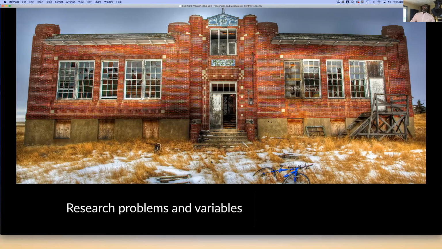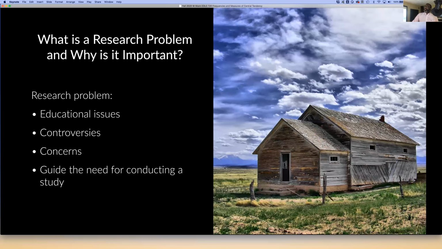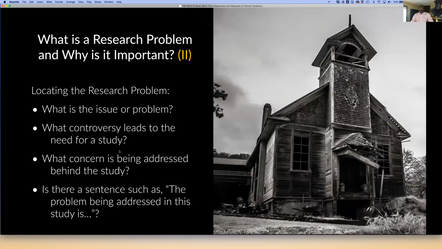So I'm going to move quickly into problems and variables. What is a research problem and why is it so important? Research problems are educational issues, controversies, concerns, the guide, the need for conducting a study.